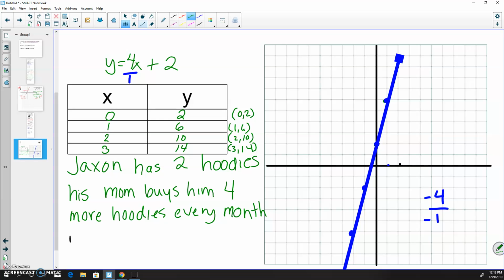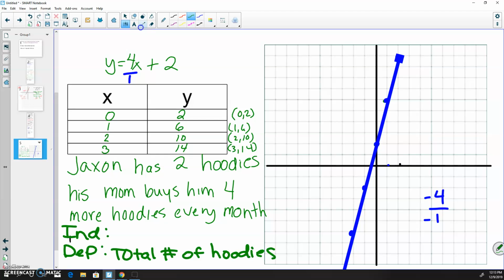So now I need to know what my independent variable and my dependent variable are. My dependent is always my total, right? So the dependent is going to be the total number of what? And my independent is whatever x represents. What does x represent? X represents, Jackson has 2 hoodies. His mom buys him 4 more hoodies every month. So x represents your months.